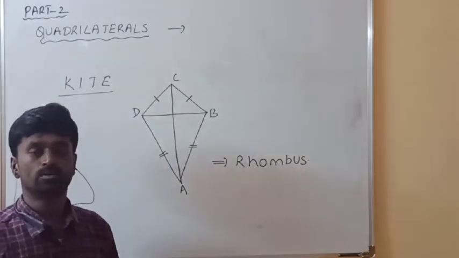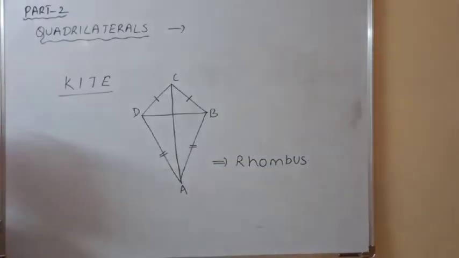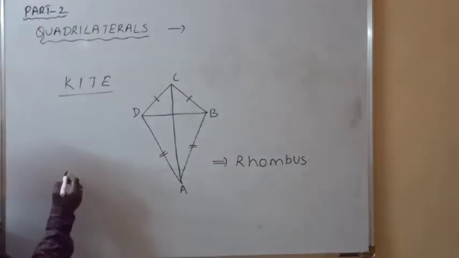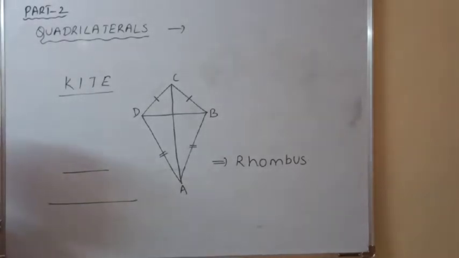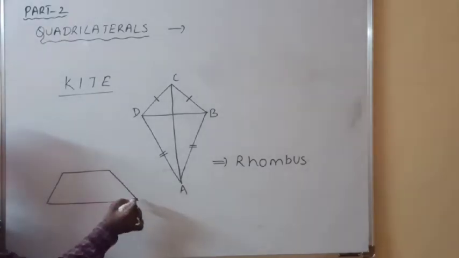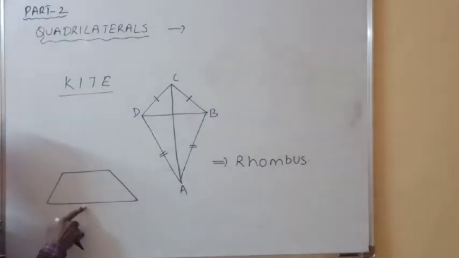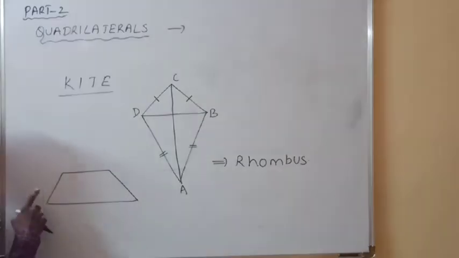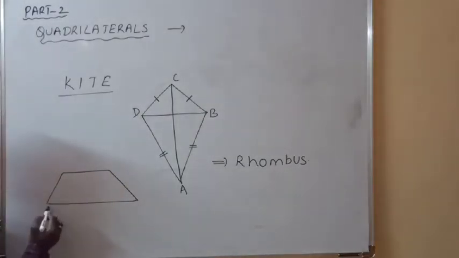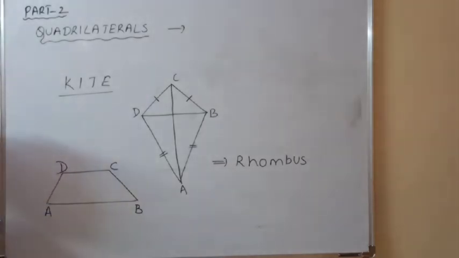Okay. Next, trapezium. When we say that a quadrilateral is a trapezium, one pair of opposite sides are parallel but not equal. Another pair of opposite sides are non-parallel. So this is A, B, C, D. This quadrilateral is what? Trapezium.